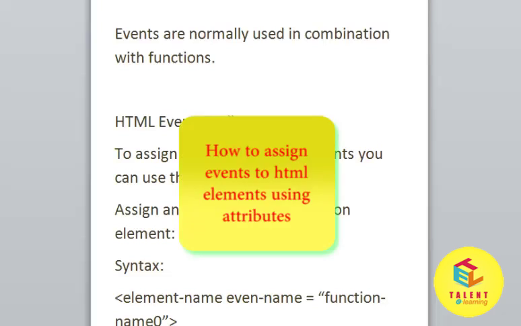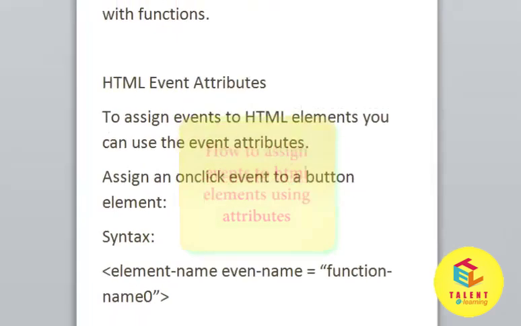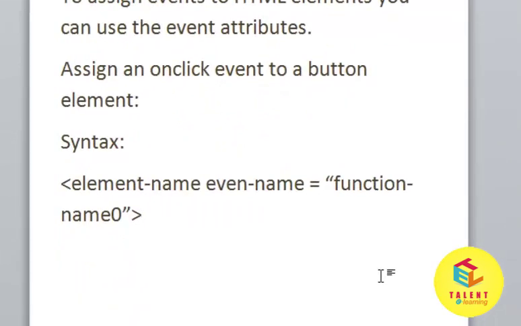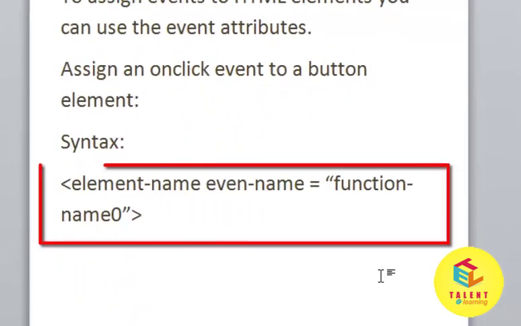HTML event attributes. To assign events to HTML elements, you can use the event attributes. For assigning an onClick event to a button element, here is the simple syntax: the element name, then the event name, and then the name of the function.